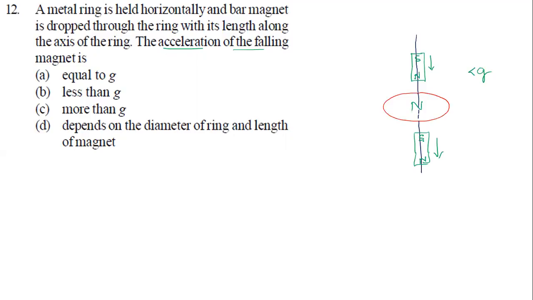This thing will be done. Now as it is moving down, the bottom surface acts like what? Not south pole, it still acts like north pole now. It's trying to attract again. In this case also, the fall is going to be less than g. So when it is entering and leaving, in both cases, as per Lenz law, the acceleration is always less than g.